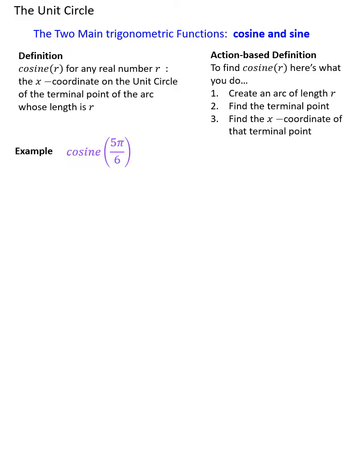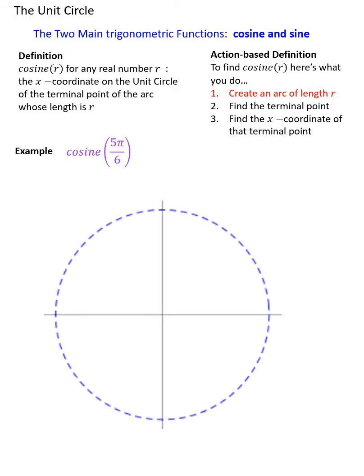With that being said, let's look at an example of something that you would have to do without a calculator in a mathematics course. Suppose we're trying to find the cosine of 5 pi over 6. Let's go through our action-based definition in the upper right corner. We need to create an arc of length r. Here's my unit circle. Here's this initial point.